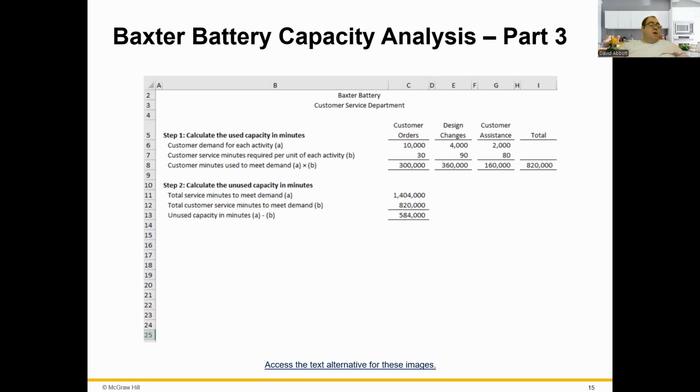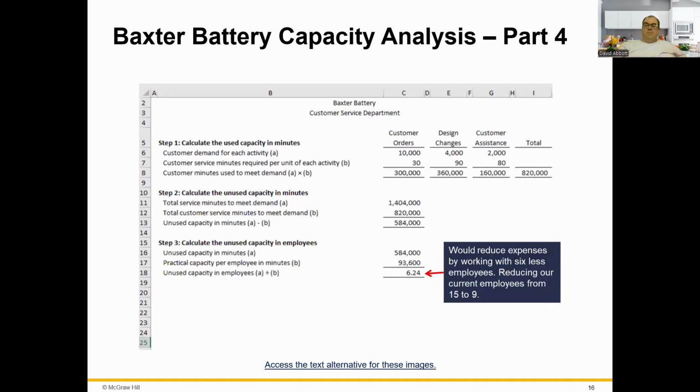And so we get that we spend 820,000 minutes servicing these remaining customers. Step 2, we can take all of that and figure out what our unused capacity is. We said that we have 1,404,000 minutes available, and our total customer service minutes used is 820,000. So we have an unused capacity of 584,000 minutes, meaning that we have time available that we're not utilizing.